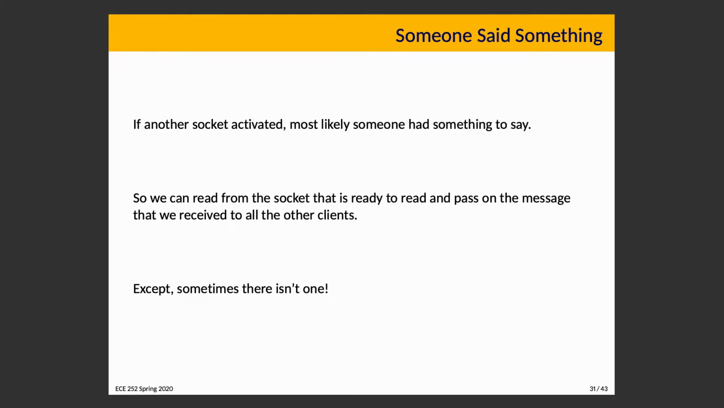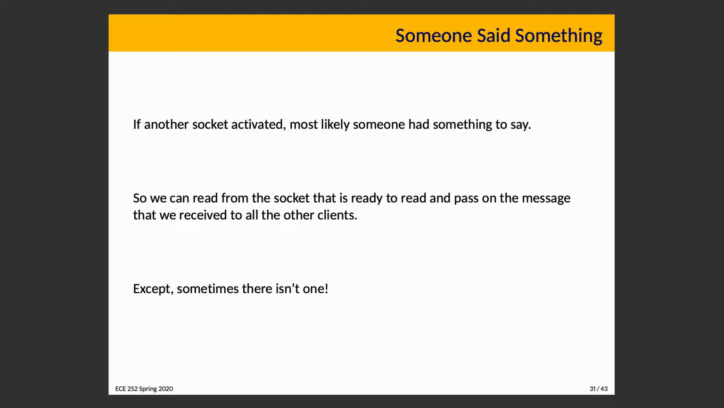Now, if it was not the socket for incoming connections that activated, it means that somebody said something, usually. So you read from the socket that's ready, you just read that message, and then you redistribute it by sending it out to all the other clients by writing. After Bob joined, it sent out a message that said, hello, and now Alice is writing back and saying, oh, good to see you, Bob. So the socket for Alice is activated, and it's going to be a message from Alice. We're going to pick that up, and we're going to send that out to everybody.